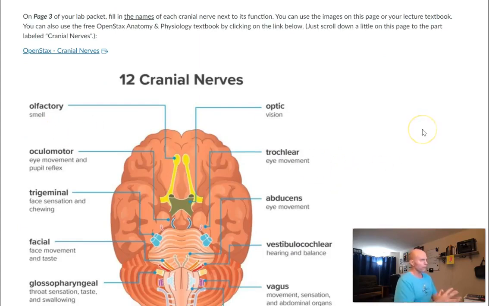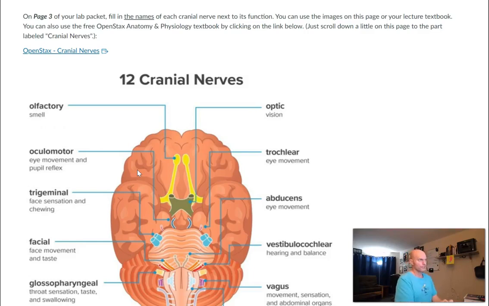So cranial nerve 1 is the olfactory nerve that's responsible for smell. These are the olfactory bulbs, what you see right here. Cranial nerve 2 is the optic nerve. Cranial nerve 3 is the oculomotor nerve. That gives us eye movement as well as a parasympathetic input for pupil reflex. And so everybody, I want you to try to think, the parasympathetic input to the pupil, is that going to dilate the pupil or constrict the pupil?